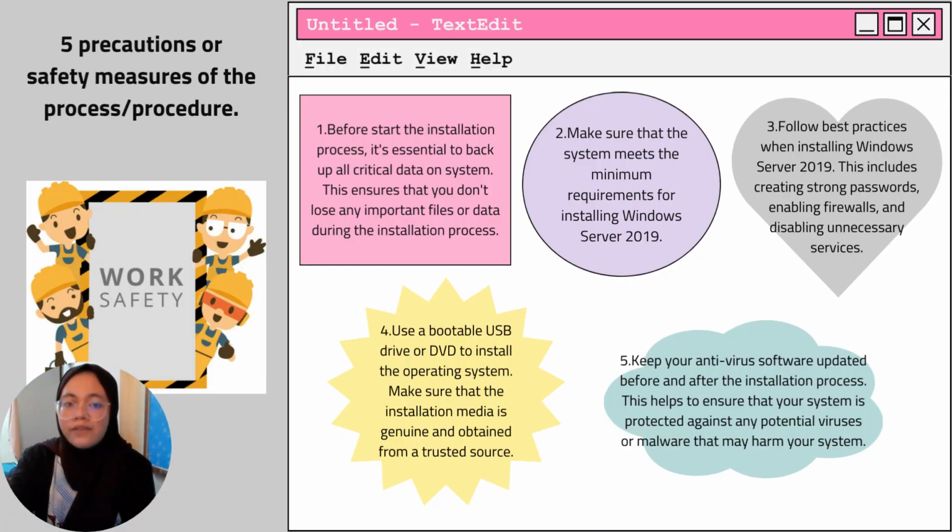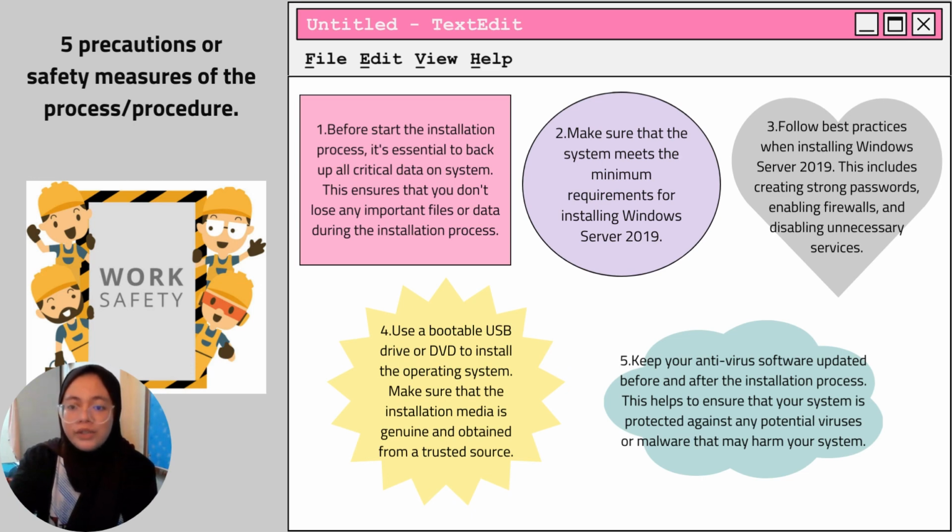Next part is 5 precautions or safety measures of the process or procedure. Firstly, before starting the installation process, it's essential to back up all critical data on the system. This ensures that you don't lose any important files or data during the installation process.